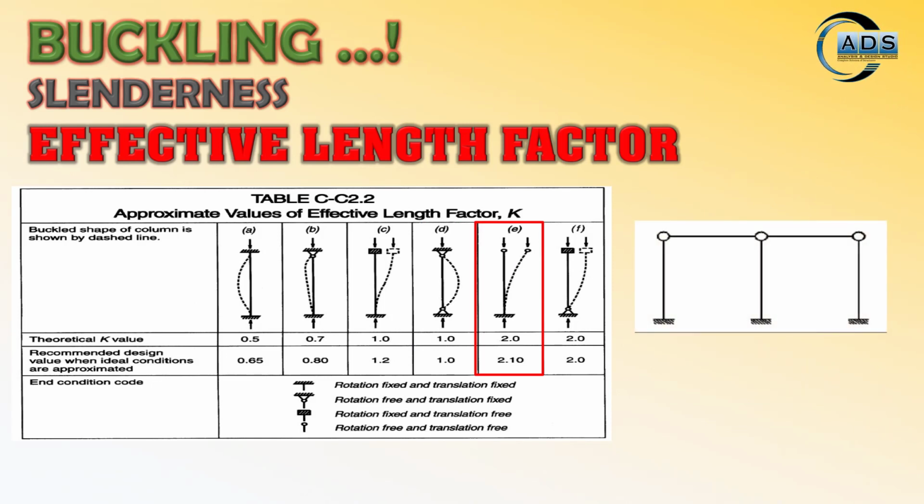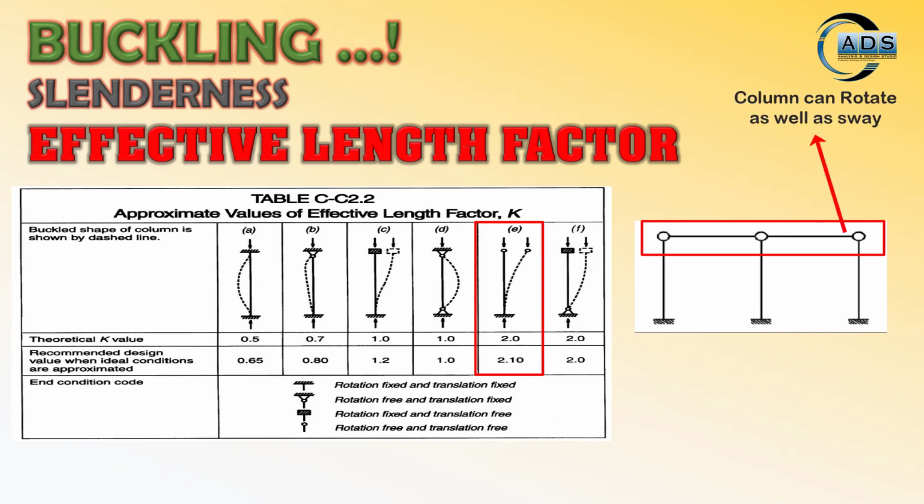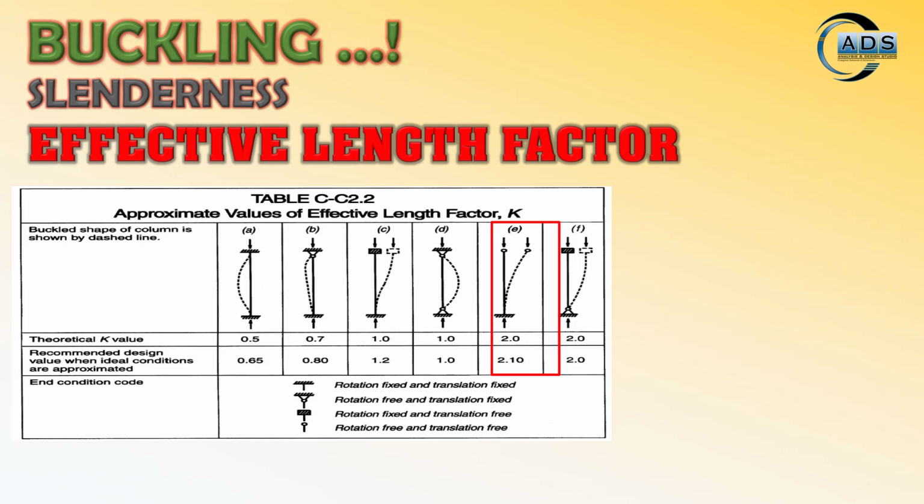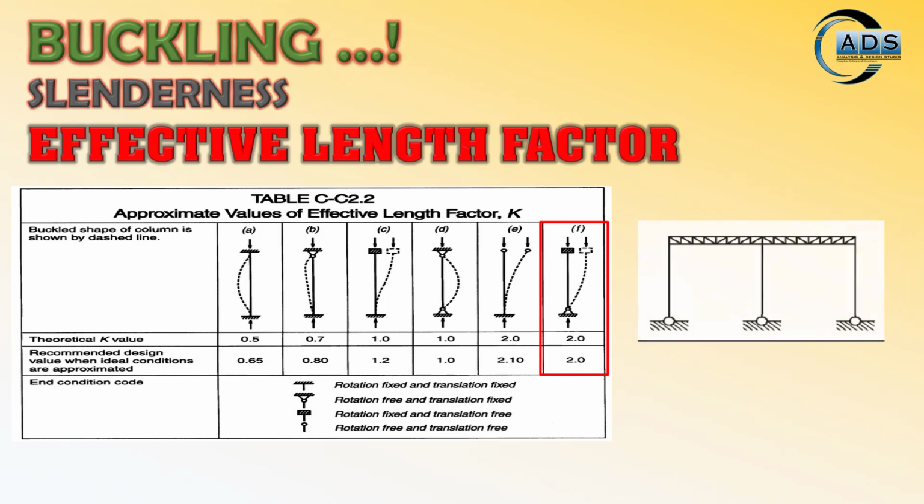Here we can see that there is a frame in which no cross bracing is used. All three columns have a fixed base, but all the beam-column joints have a pin connection. It means that they cannot transfer their moments. Beam and column cannot transfer their moments. That's why rotation is allowed, and there is no cross bracing here, so side sway for all the columns is allowed. Case F can be used when this type of situation occurs.